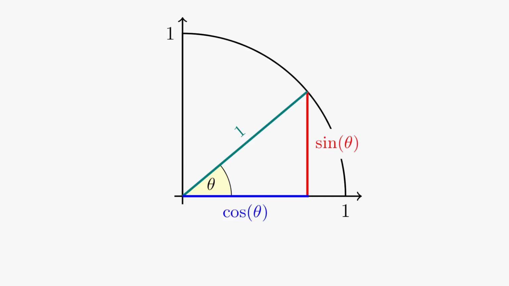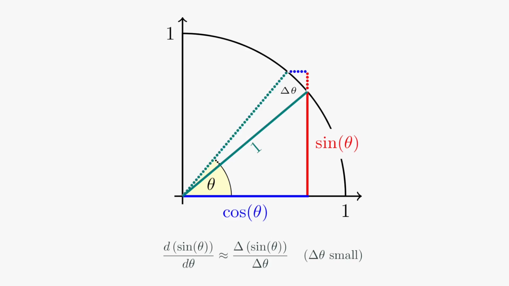If we want to know the derivative of sine of theta, what we need to figure out is the change in sine over the change in theta for small values of theta. So let's change theta. When we do that, we get an extra little bit of angle, delta theta, and the arc up there along the circle is also delta theta units long. That dotted vertical bit is how much sine changes. That dotted blue bit is how much cosine changes.